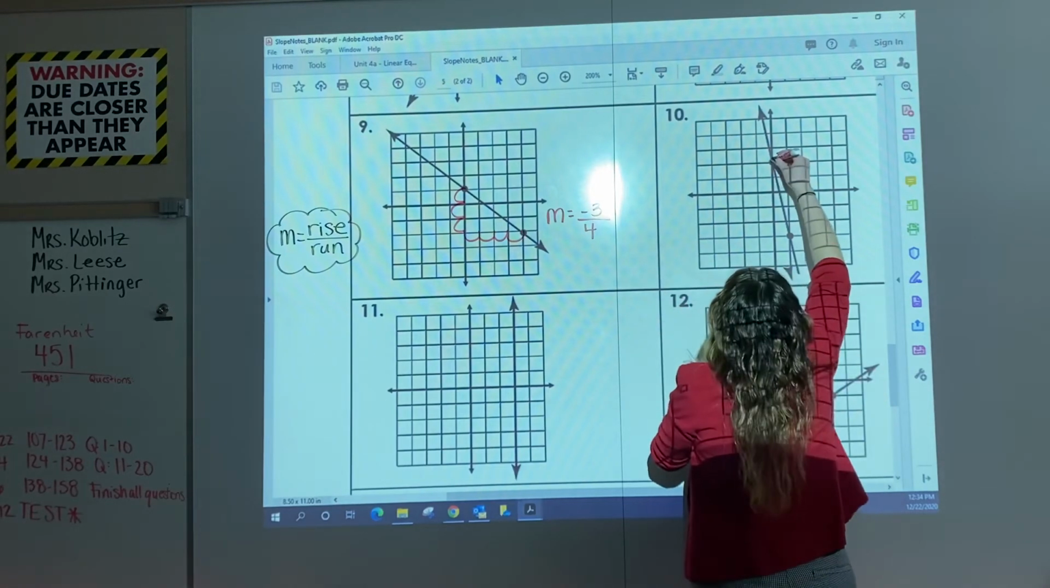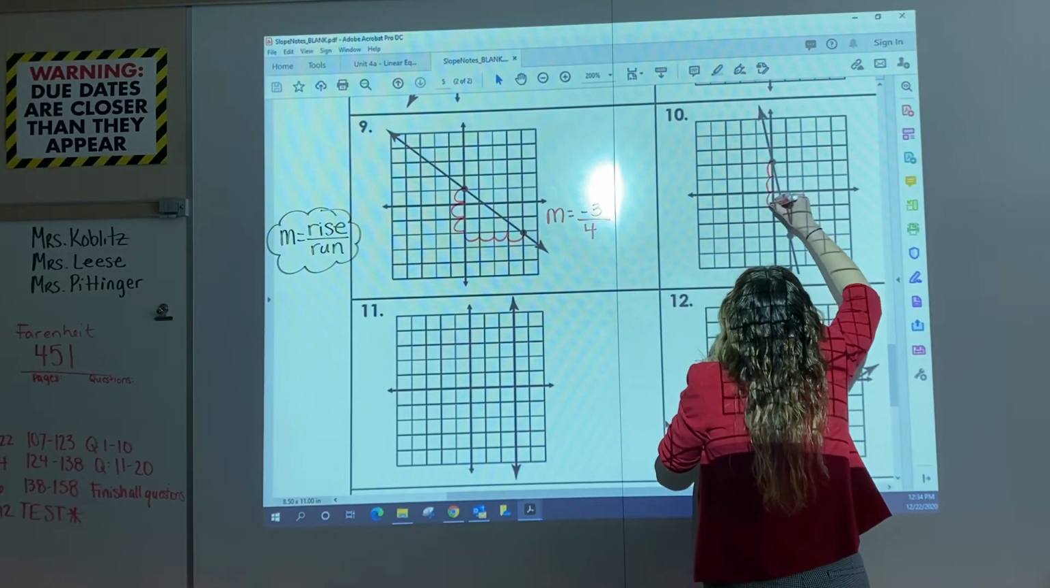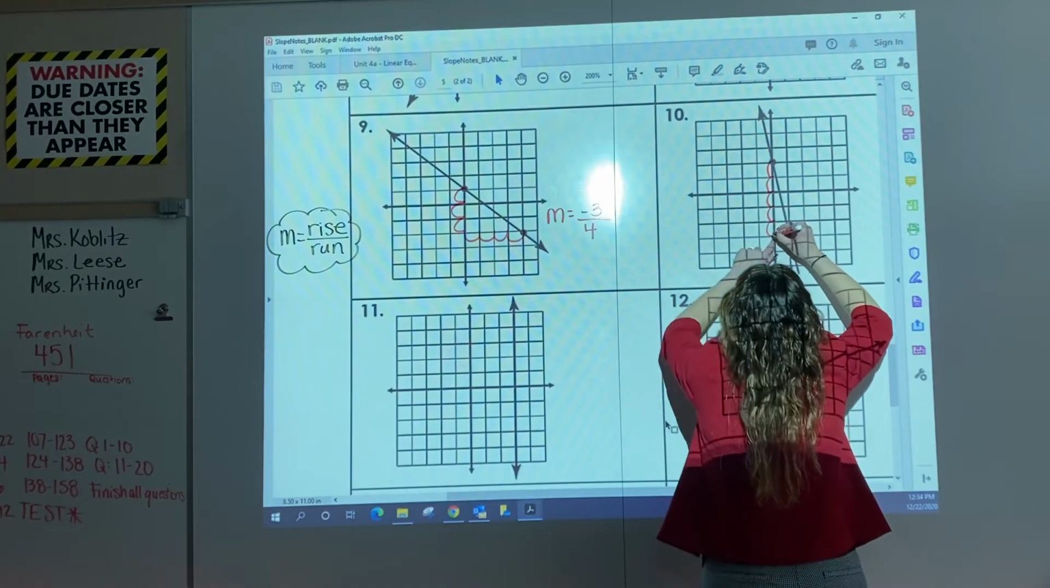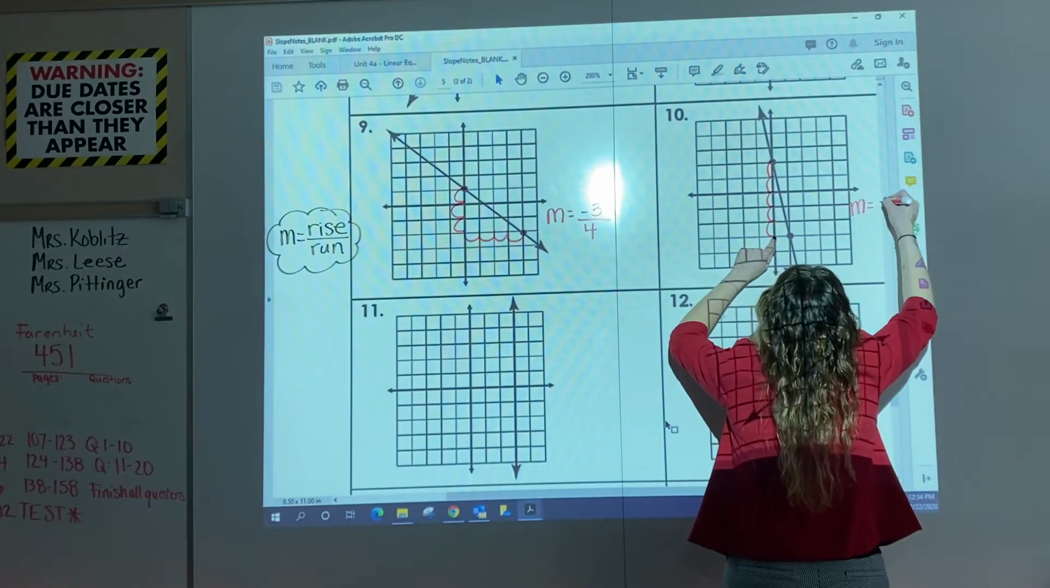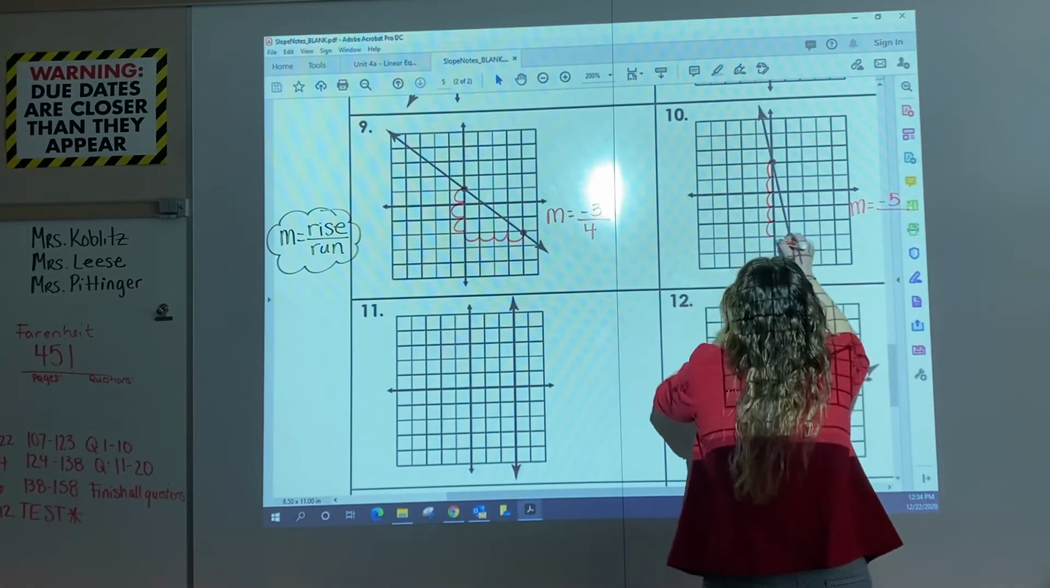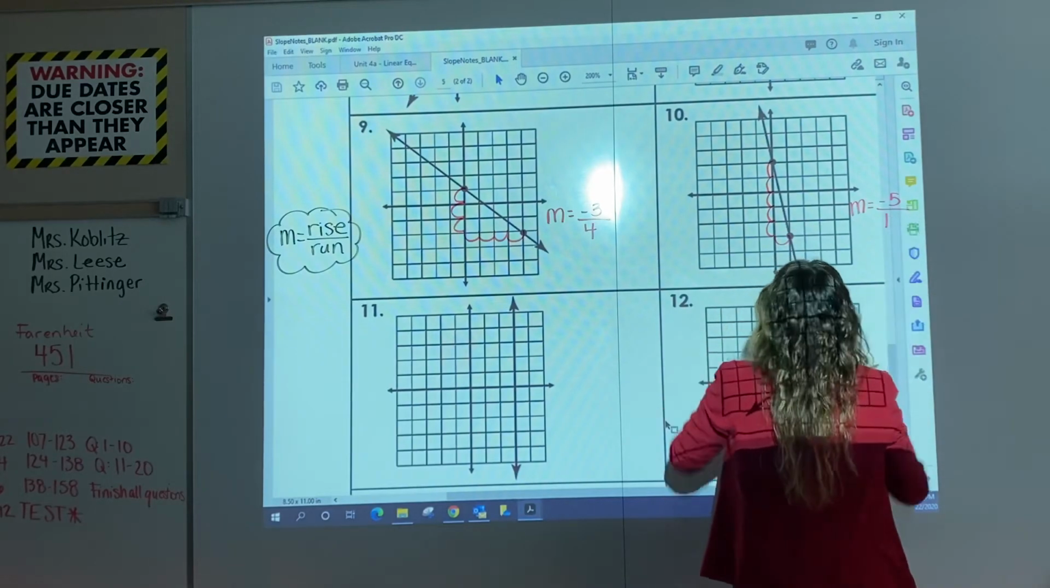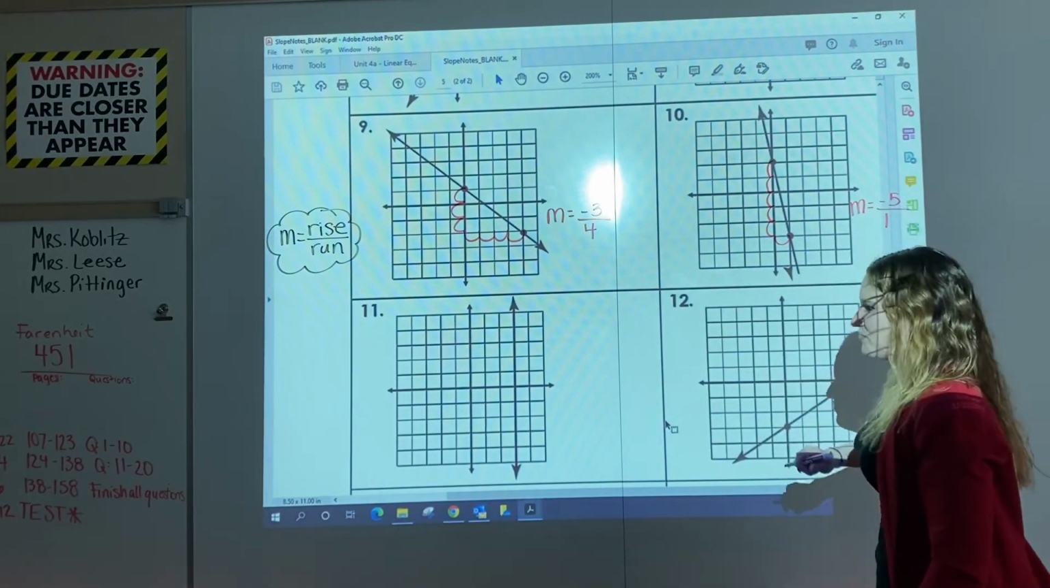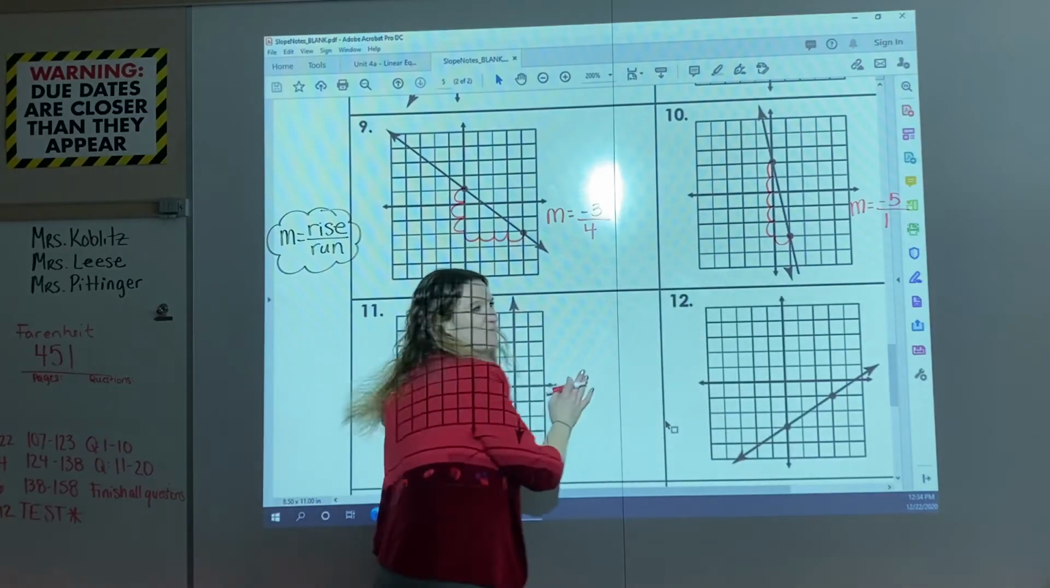Number 10, left to right. So from here, I'm going to go down. 1, 2, 3, 4, 5. So I'm going to go down 5, negative 5. Then you go over 1, positive 1. Simplify, so I'm good. Number 11.